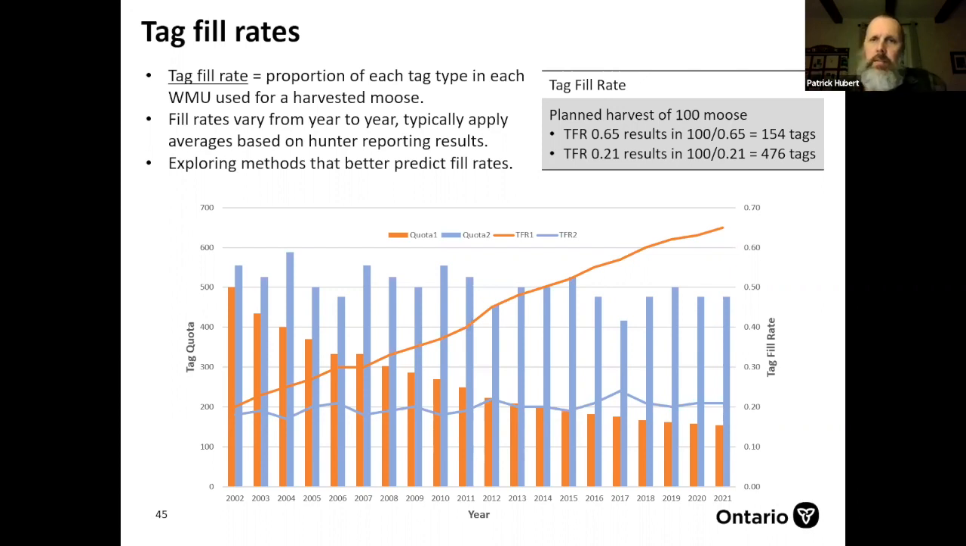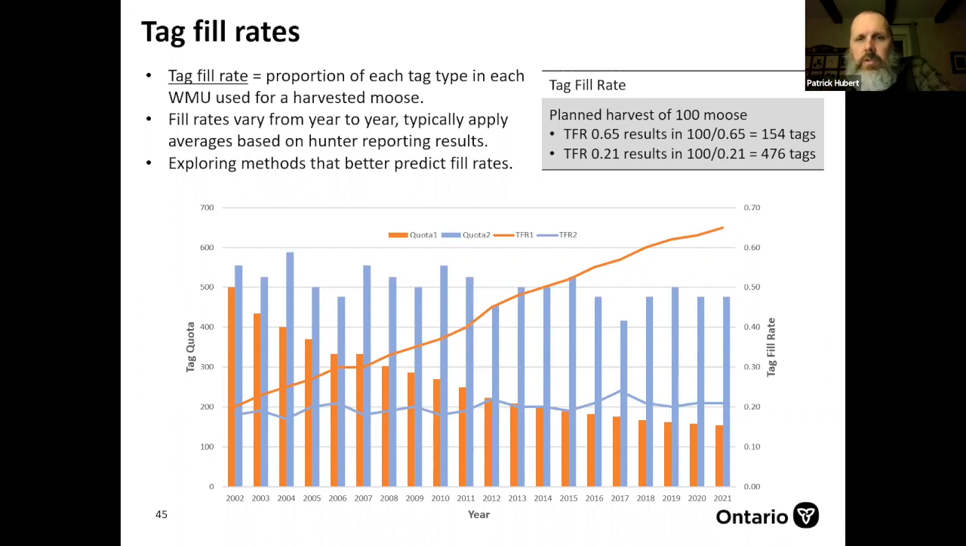What the figure shows, and this is kind of the devil in the details here, is the influence of fill rates on tag numbers. And really, if you focus on the little graph in the top right, where it shows a fill rate. So I have two calculations there. Both are for a planned harvest of 100 moose. So we want to harvest the same number of moose. But in a case where we have a fill rate of 65%, that results, those 100 moose, we can give out 154 tags to harvest that 100 moose. Whereas if our fill rate is much lower, 21%, that results in 476 tags. So much higher number of tags to harvest the same number of moose.